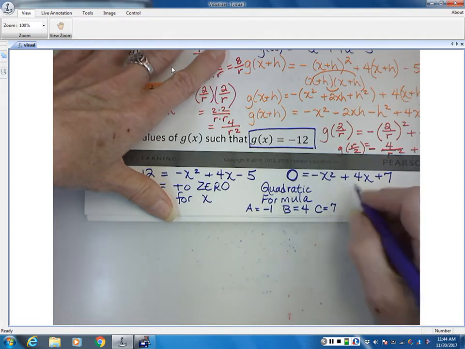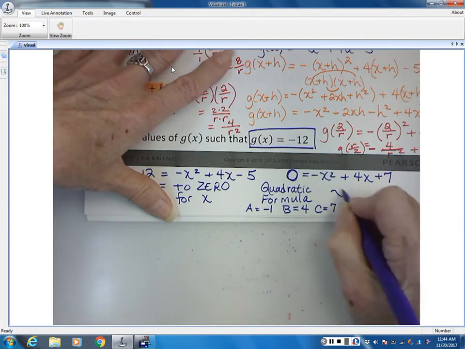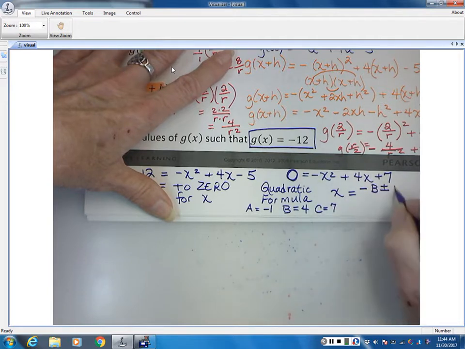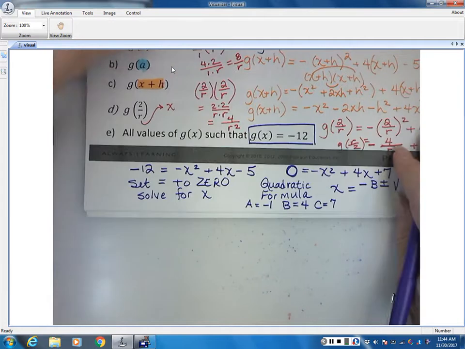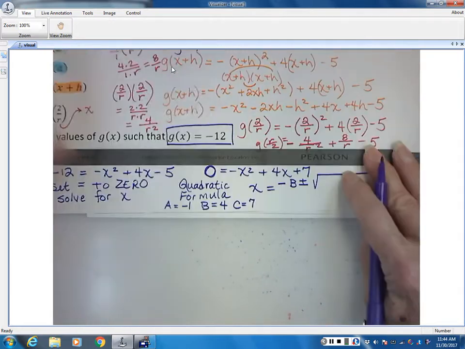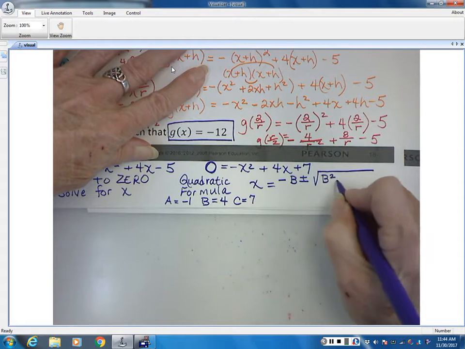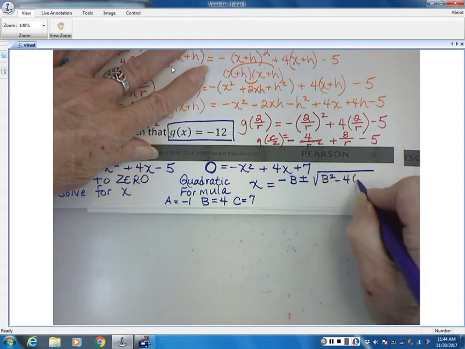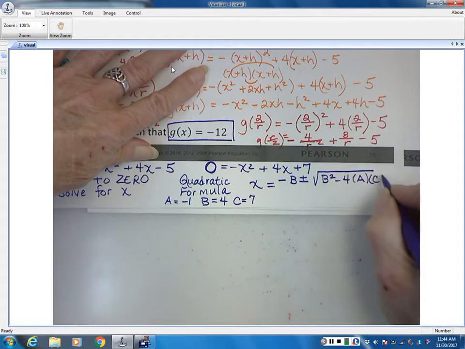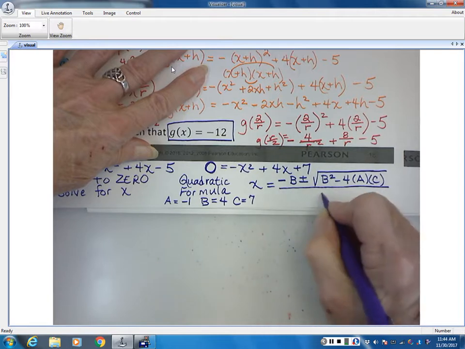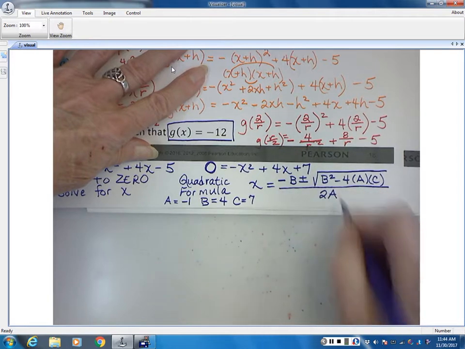And the quadratic formula says x is equal to the opposite of b plus or minus the square root of b squared minus 4 times a times c, and that whole thing is divided by 2a.